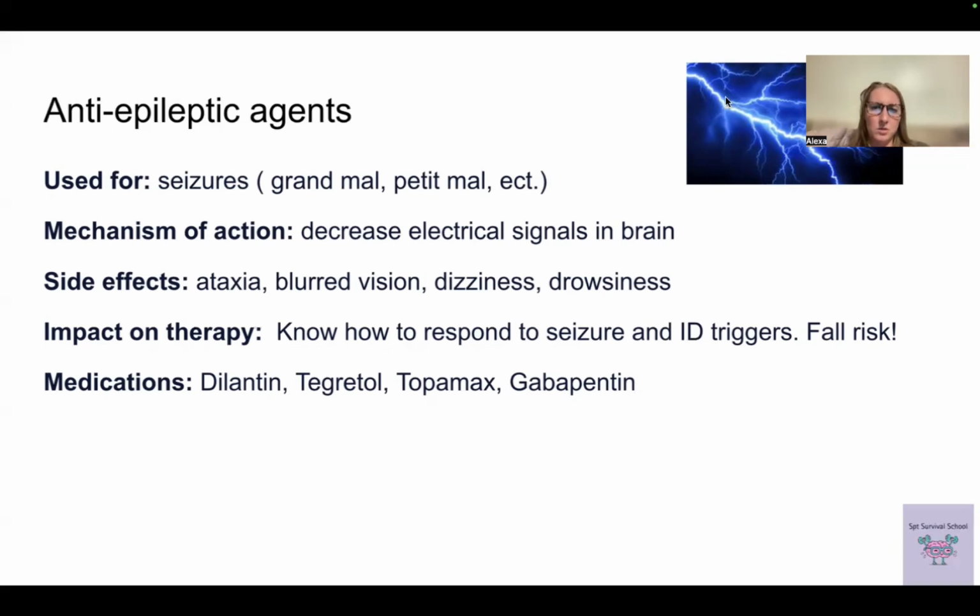And if you're able to associate this lightning bolt with all these different medications, just to make it stick. Some side effects are ataxia, blurred vision, dizziness, and drowsiness. So surprise, they're a fall risk from all of these side effects here. And also in clinical indication with this patient population is just knowing how to respond to seizures and identifying triggers. The medications, all of these here.